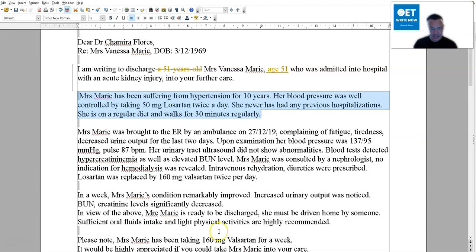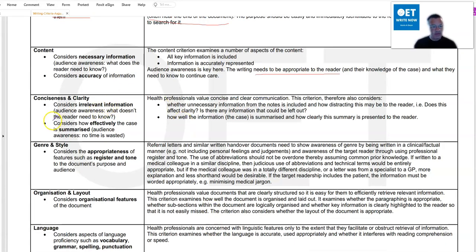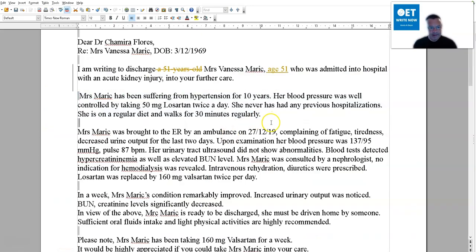So that would count as irrelevancy, really. What don't they need? Well, they don't need that. So, 10 years blood pressure was well controlled. She's now been in hospitalizations on the brink of dialysis. You can sometimes put a history in paragraph 2, usually if it's a referral. If you're referring a patient to a specialist, they don't know the history or background of the patient. If the history is pertinent, then put history in paragraph 2. That fills in the gaps.